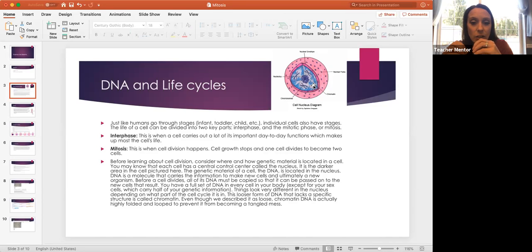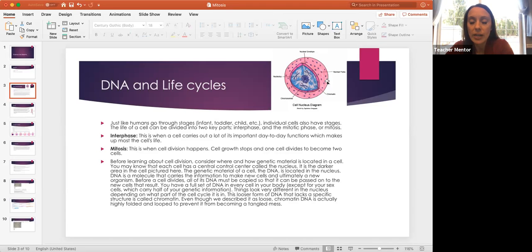And when it's lacking that structure, again, it's telling you what cycle or phase that cell is going through, okay? Even though we describe it as loose, the DNA is actually folded up and looped to prevent it from becoming a nice tangled mess. So our DNA is very organized, no matter what stage or function it is in, okay?